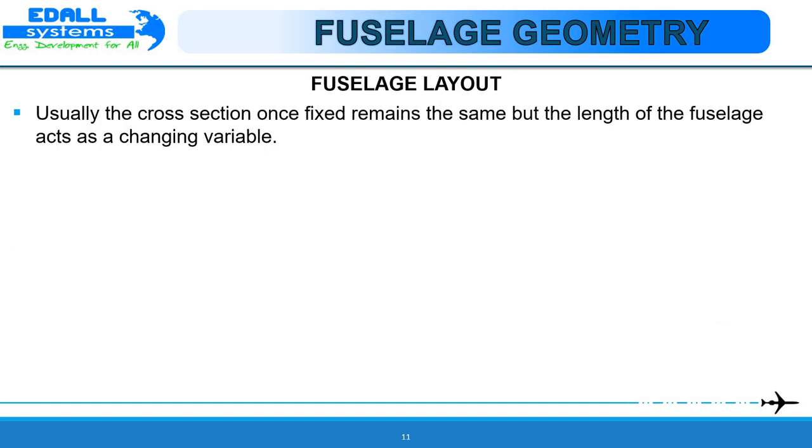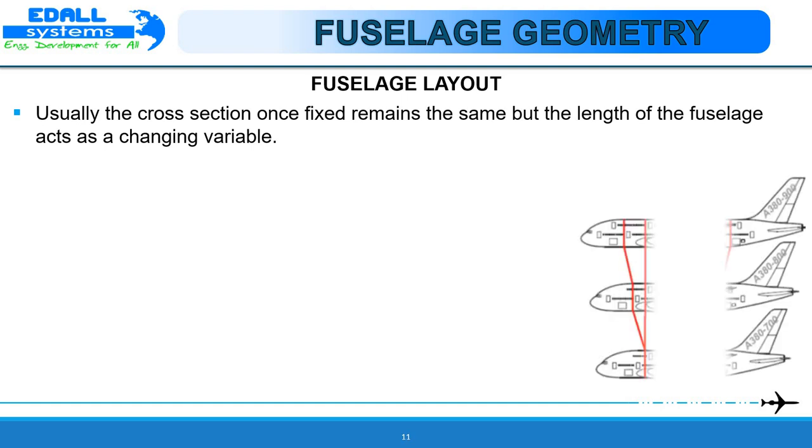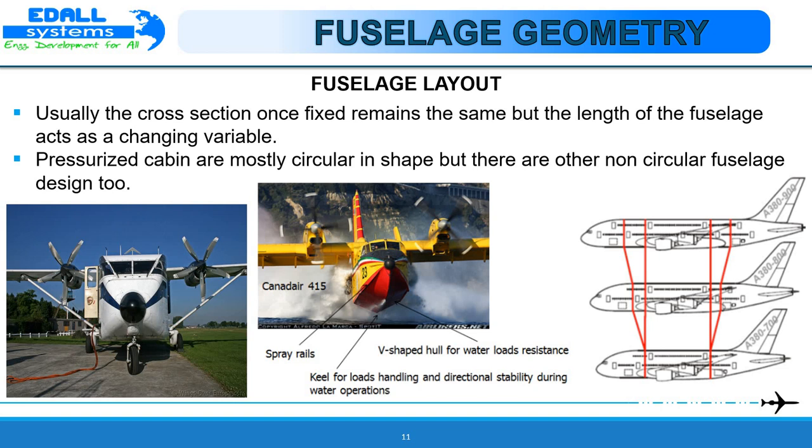Fuselage layout. Usually the cross-section, once fixed, remains the same, but the length of the fuselage acts as a changing variable, which results in a higher number of aircraft variants, just like shown here with an example of the A380. You might want to consider different shapes for the cross-section. Pressurized aircraft always tend to have a circular cross-section, simply because it's the most effective shape that can hold pressure. But then again, not all airplanes are pressurized, and other requirements may be leading, such as comfort of passengers. Here are two examples that do not have circular cross-sections.